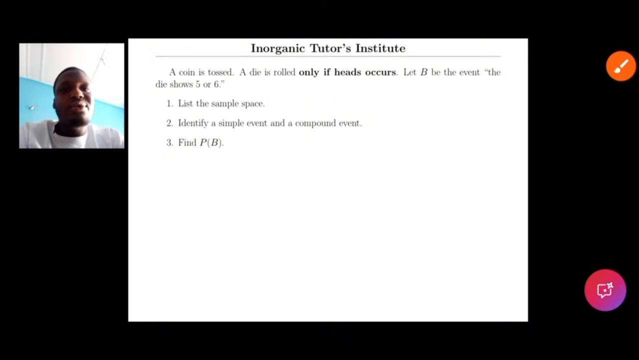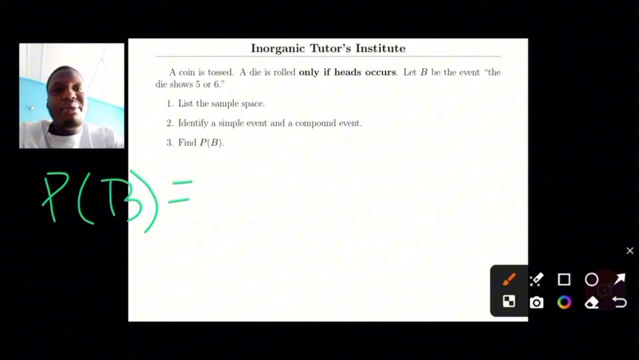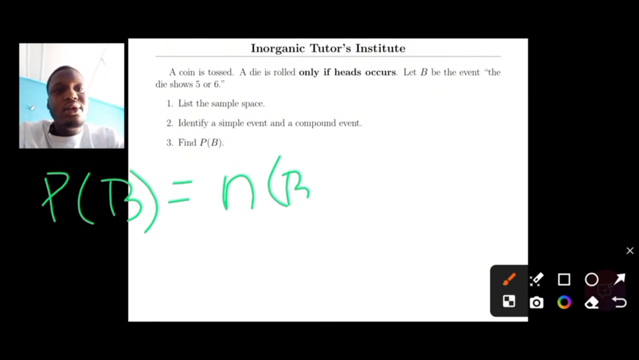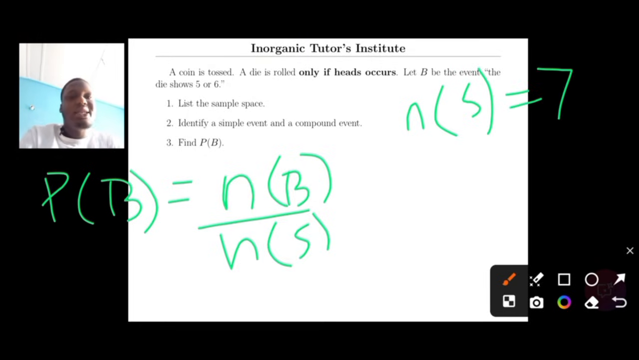Good. So now we have the probability of B, and we know that probability is the number of B over the number of sample space. Oh, we didn't list the number of sample space, but I can still remember. We have H1 to H6, which is 6 of them, plus a T. So the number of sample space that we had was 7. You can check from your book if you wrote it down.